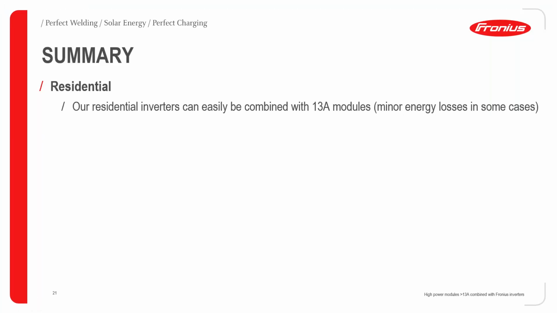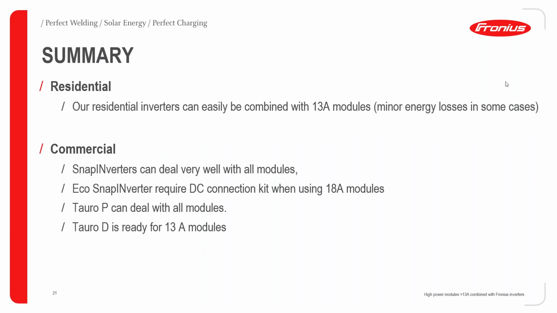Just to summarize, for the residential sector, our residential inverters can easily be combined with 13 amp modules. If you are, for example, using a Primo inverter between 3 and 5 kilowatts, you will get minor energy losses, as my colleague David showed you. For the commercial sector, the Snap inverters can deal very well with all different types of modules. Eco Snap inverters require DC connection kits when using 18 amp modules. The Tyro P can deal with almost all modules on the market, and the Tyro D is ready for almost all 13 amp modules on the market.